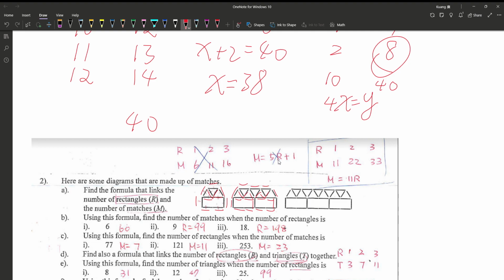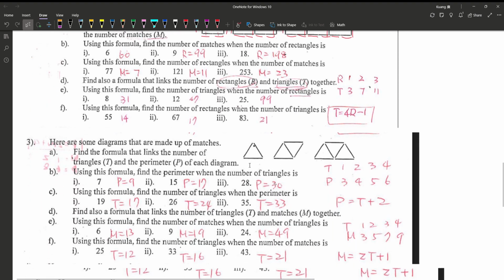Okay. How to count 33? 1, 2, 3, 4, 5, 6, 7, 8, 9, 10, 11, 12, 13, 14, 15, 16, 17, 18, 19, 20, 21, 22, 23, 24, 25, 26, 27, 28, 29, 30, 31, 32, 33. So 33. Okay. So let's have a look at the other example.